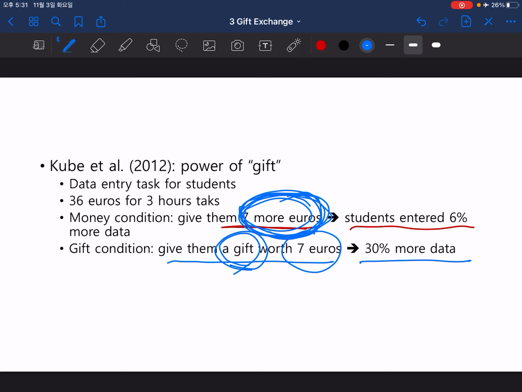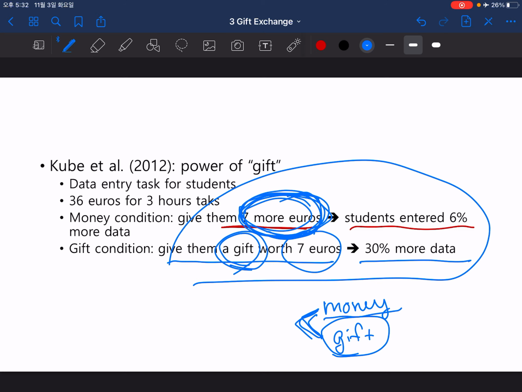So maybe people prefer money to material gifts in some cases, but not in others. For example, if you want to give a gift to your friends, you have two choices. You can give money to your friends, or you can buy a gift and give it to your friends. In terms of monetary value, they are the same. And we can imagine which gift is better for your friend. Actually, if you give money to your friend as a gift, it can be insulting to your friend. So in this case, a gift can be much better. This is what we observe in daily life, and we can confirm this idea using this gift exchange game experiment.